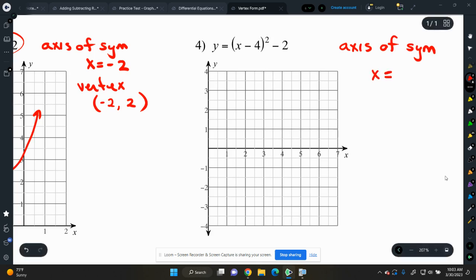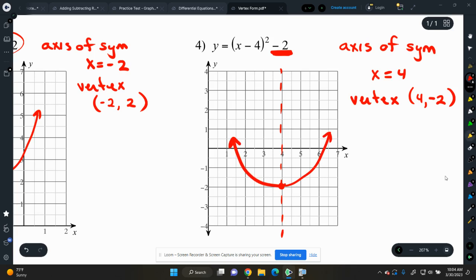X equals 4. Excellent. There's my axis of symmetry. Vertex. Hunter, what's the vertex? 4, +2. You're close. We keep the sign that's outside, so it's 4, -2. Good. And again, it's also opening up because it's positive. When I say positive or negative, I'm talking about what's outside the parenthesis there. Okay, so that's the vertex form.